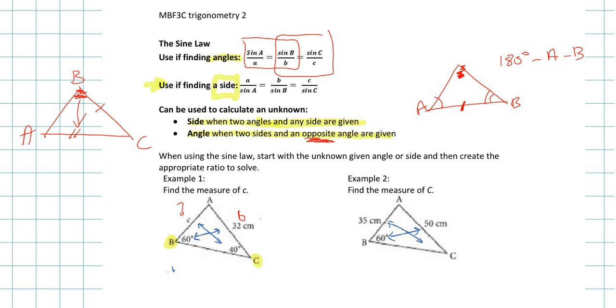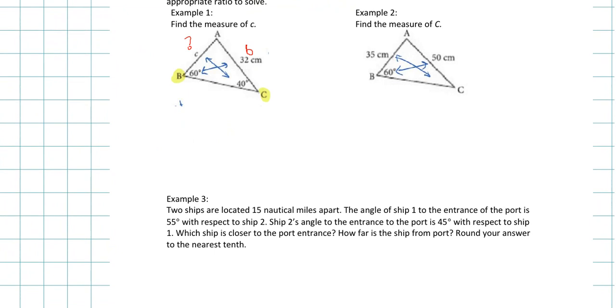B over sine B equal to C over sine C. What's side B equal to? 32 over sine 60 equals, do I know what side C is? So it's C over sine 40.